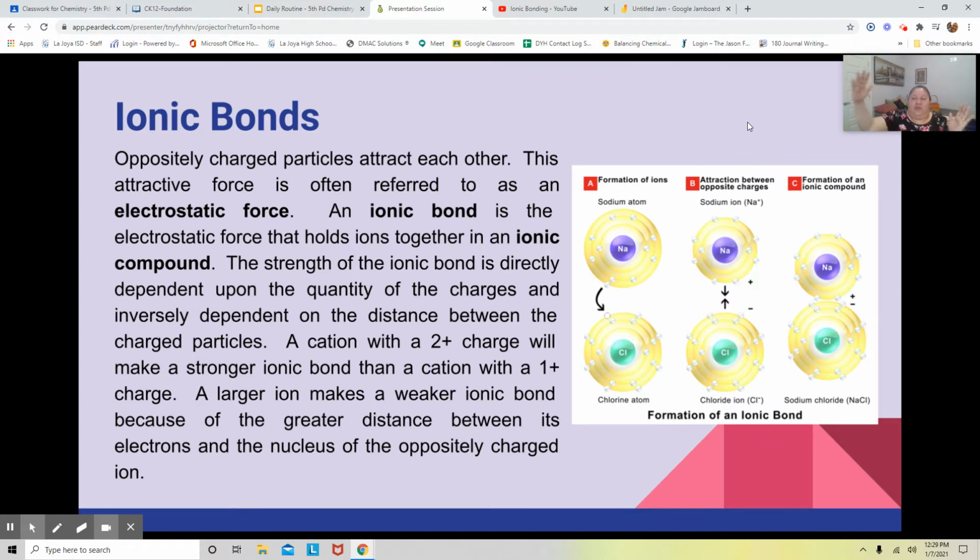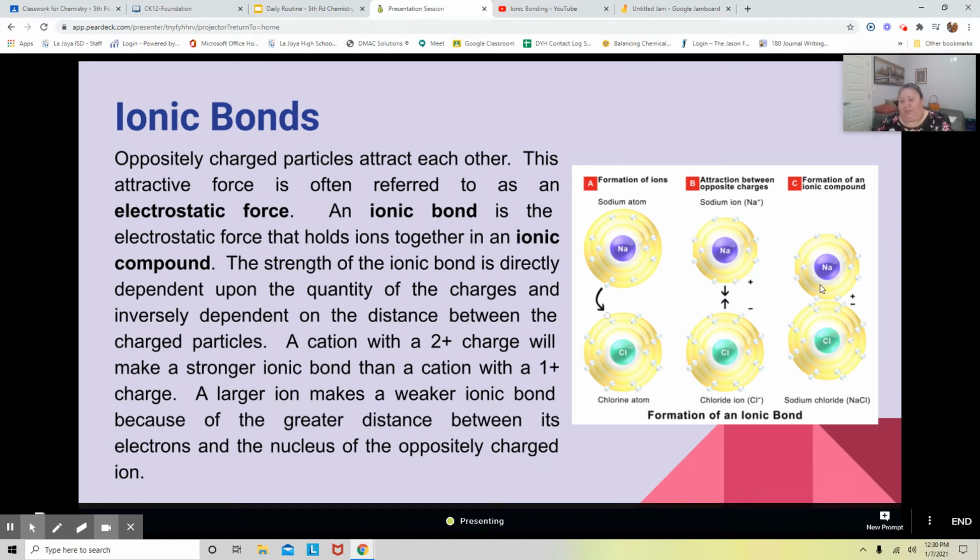Remember, the further you are from each other, and we're talking about the electrons over here and the nucleus over here, the further and further you are, the bigger and bigger the ion is, the weaker your ionic bond will become. And here you have an example.